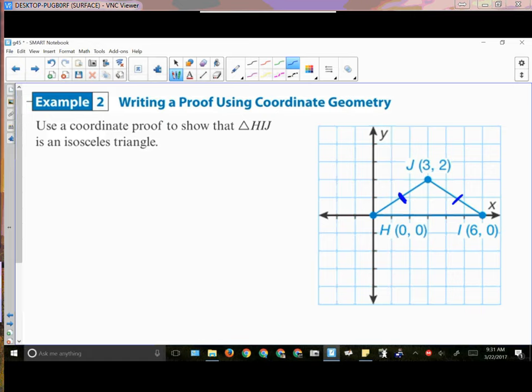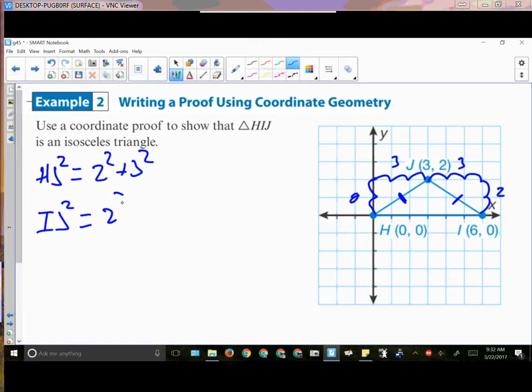So, could I do this? Well, let's see. 1, 2, 1, 2, 3. Could I say that HJ squared is equal to 2 squared plus 3 squared? Is that legal? Yes or no? Okay. 1, 2, 1, 2, 3. Could I say that IJ squared is equal to 2 squared plus 3 squared? Is that legal?